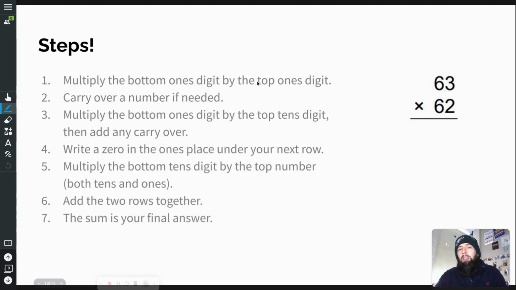Multiply the bottom one's digit by the top one's digit. So we're going from the bottom right to be exact, and we're going to do 2 times the top one's digit, which is 3. Now 2 times 3 is 6.